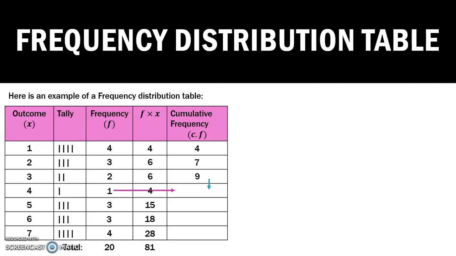Then we have a frequency of 1, and we add that to 9 to get 10. A frequency of 3, we add that to 10 to get 13. A frequency of 3, we add that to 13 to get 16. And a frequency of 4, and we add that to 16 to get 20.